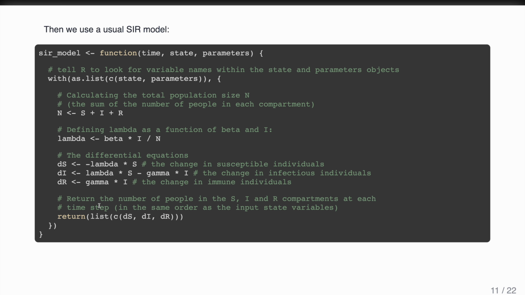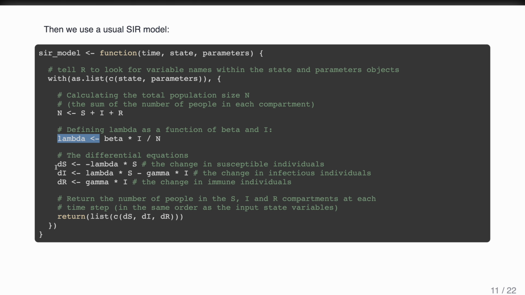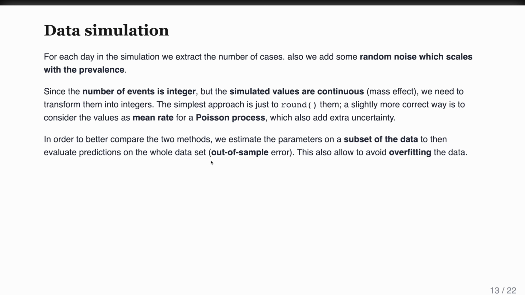As we saw in the previous lesson, we need a SIR model function, which is again the standard one that we used as first example in the previous lesson. So we have the calculation of lambda, which then is used to estimate the differential change in the number of susceptible, infectious, and recovered. And this is the output of this model. We already saw this output in the previous lesson.